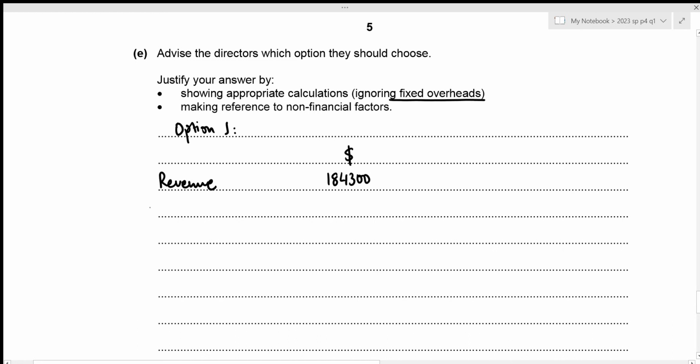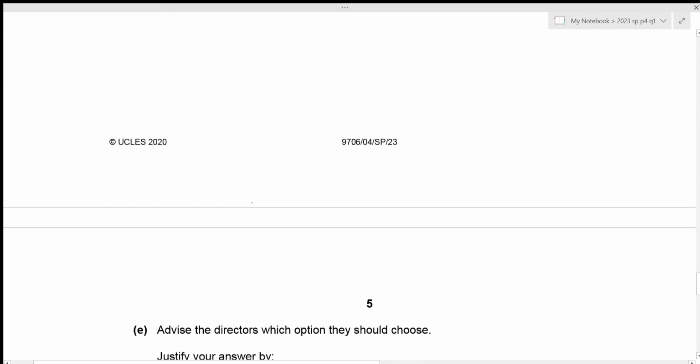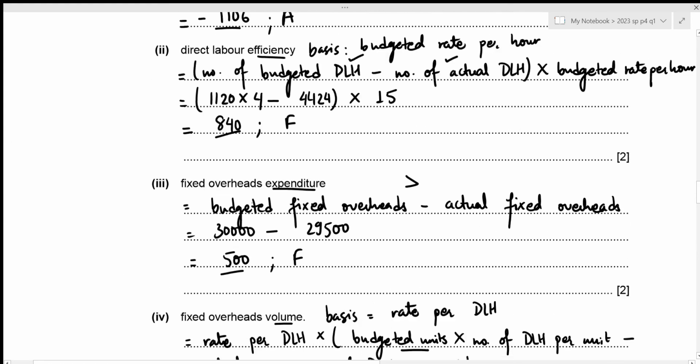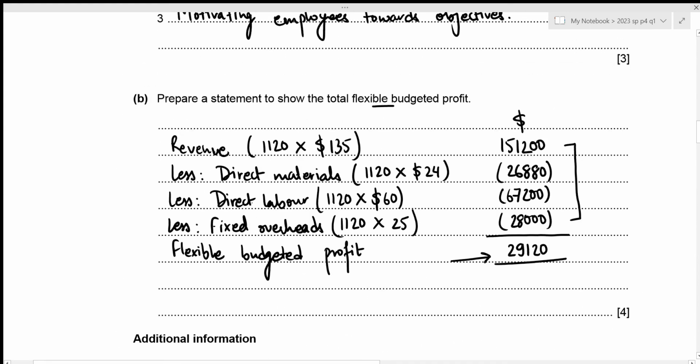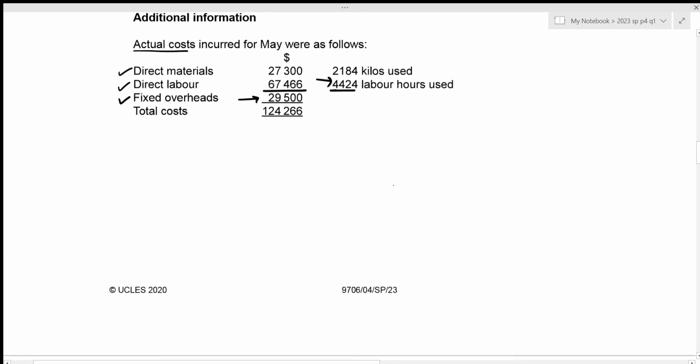The next step would be to subtract all of our costs. So the very first one is of direct materials. And the previous direct materials per unit remains valid. So we can just write that amount. And we can see that the previous direct material was 24 and the previous direct labor per unit was 60. So we're just going to use these amounts.